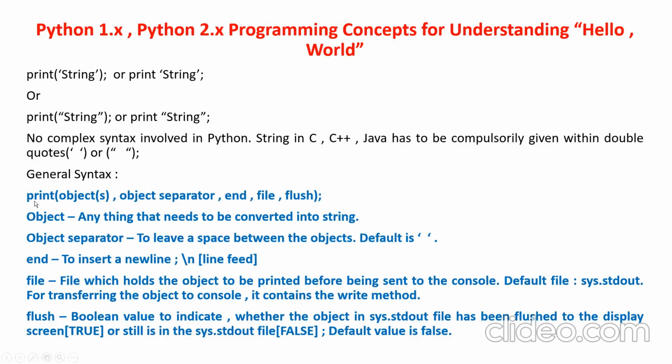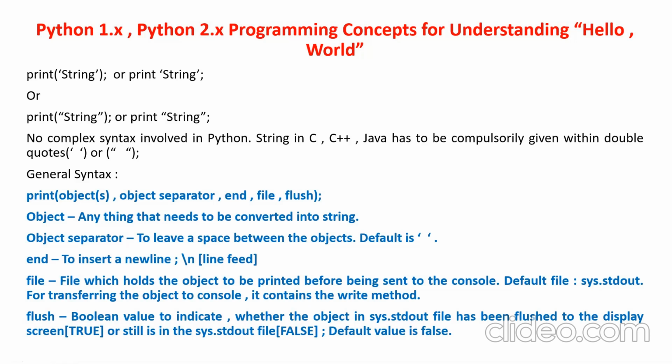So what is the basic syntax? print(object). Object is nothing but the string you are giving in the print statement. Separator means if there are multiple strings and you need to create a separation between them, you need to provide a delimiter or separator. If you are not providing anything, by default a single space will be provided as a separator between the adjacent strings. End is what happens after printing a statement, coming to the next line. By default it is the newline character, \n. File is sys.stdout.